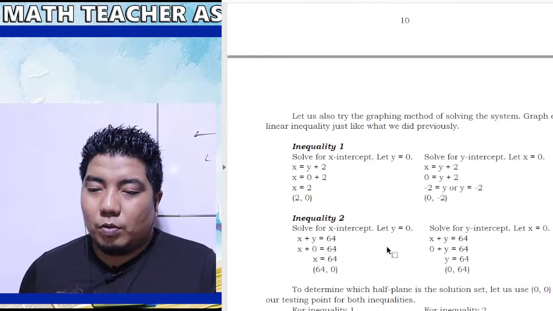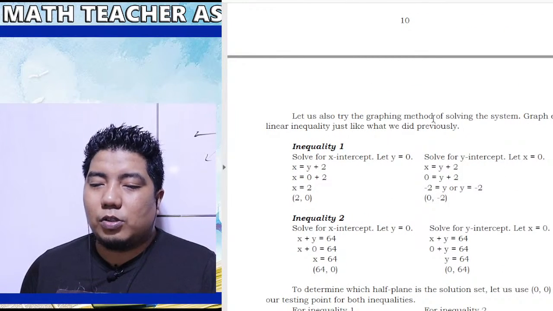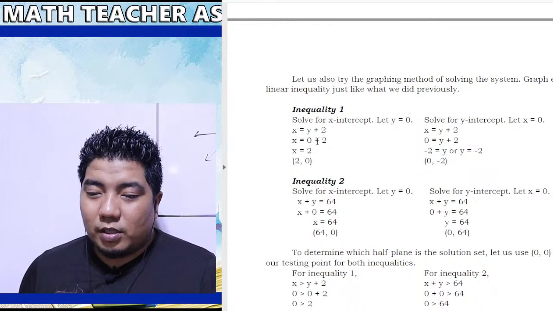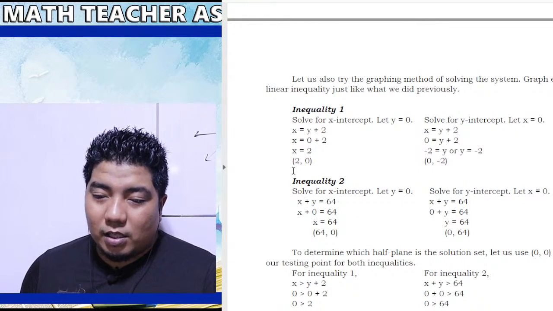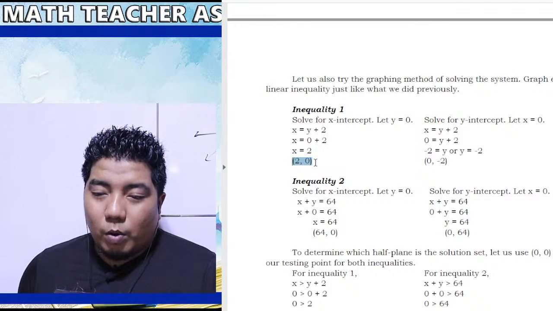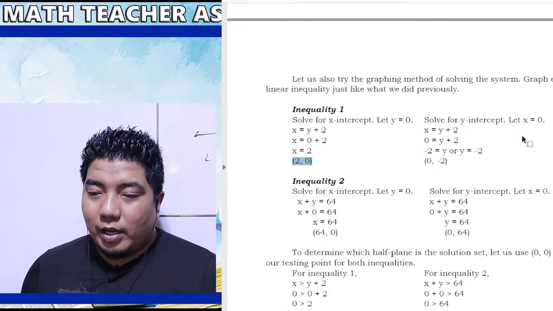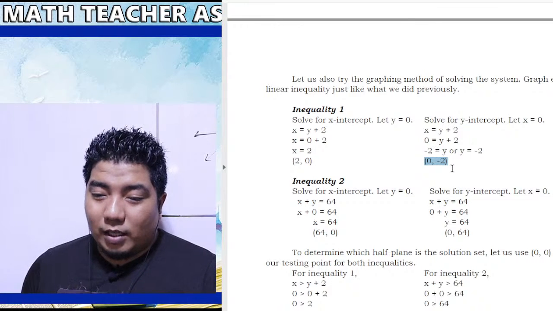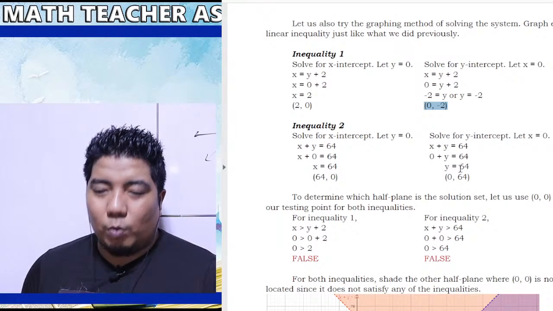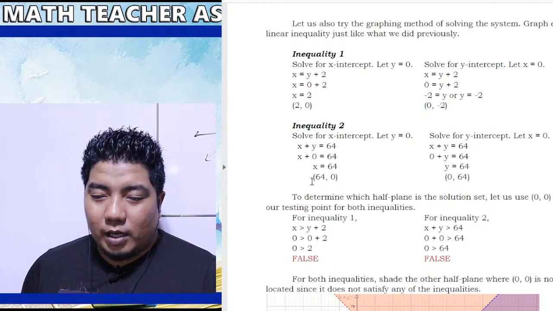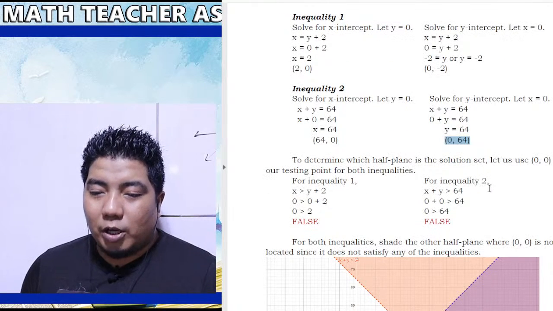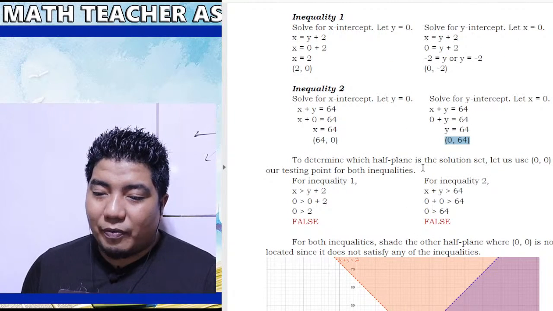Okay. So, paano na ngayon ito? Let us also try to graph, the graphing method. Ito, graphing method, ganun pa rin ang style niya. Okay? So, they get the x-intercept, they got the 0 for our y. So, nasolve niya ang x is equal to 2, and then kinuha din ang y-intercept. Sa first inequality ito ha, so they have the 0, negative 2. And then for inequality 2, kinuha din ang x-intercept, at kinuha din ang y-intercept. So, 64 and 64.